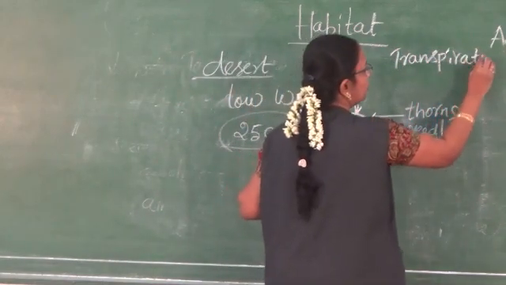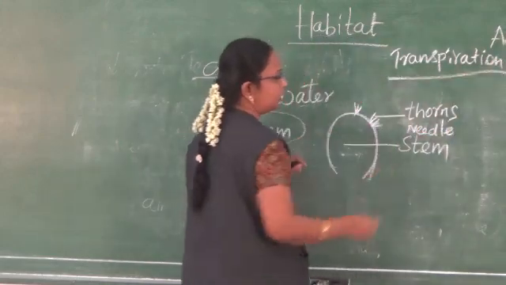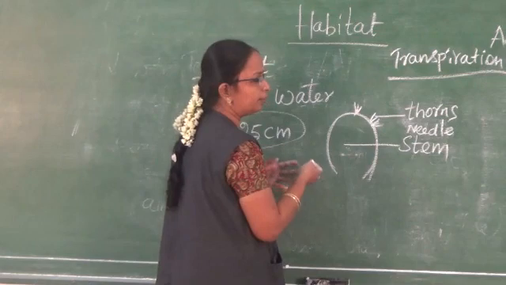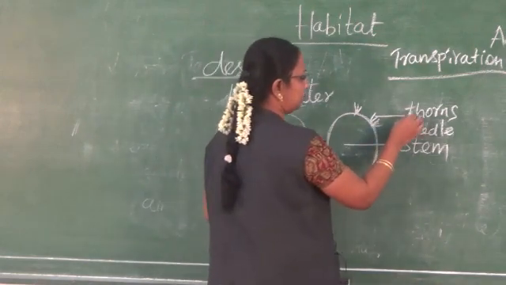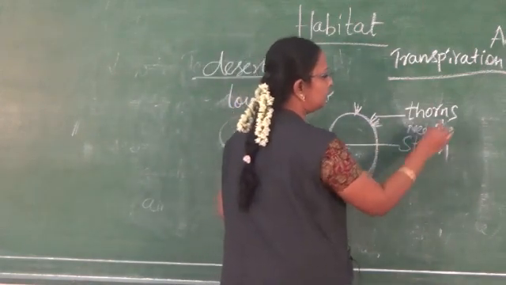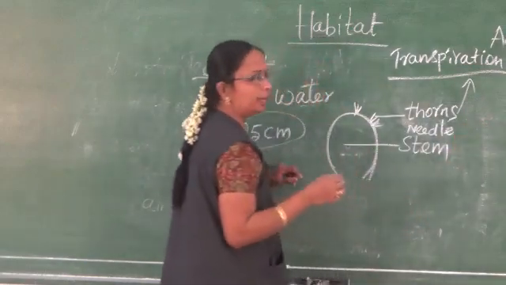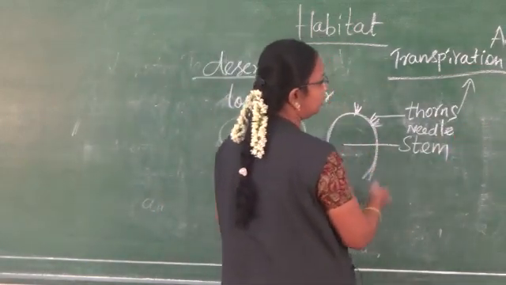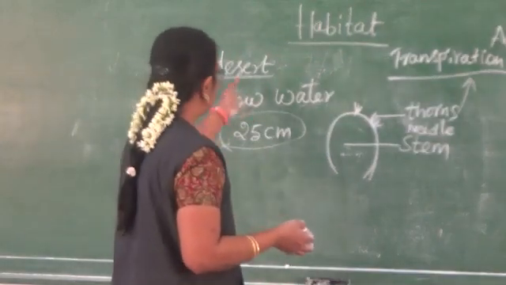In order to reduce transpiration, we know about transpiration, the excess water is removed from the plant. That process is called transpiration. As there is no water found here, the leaves are reduced into thorns in order to reduce transpiration. So this is the modification found in the desert.